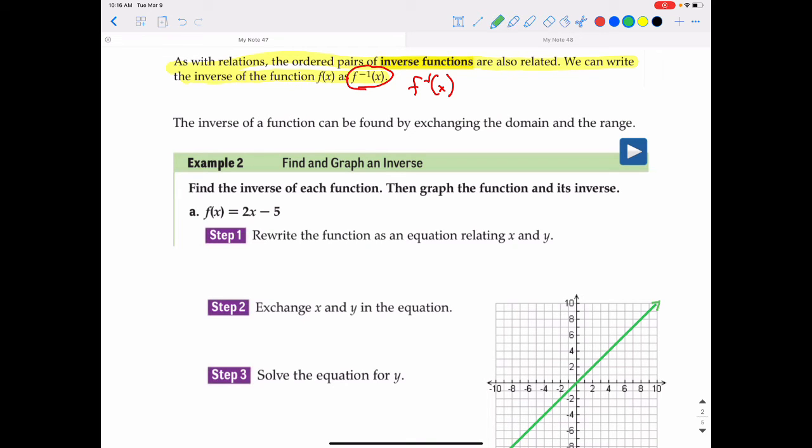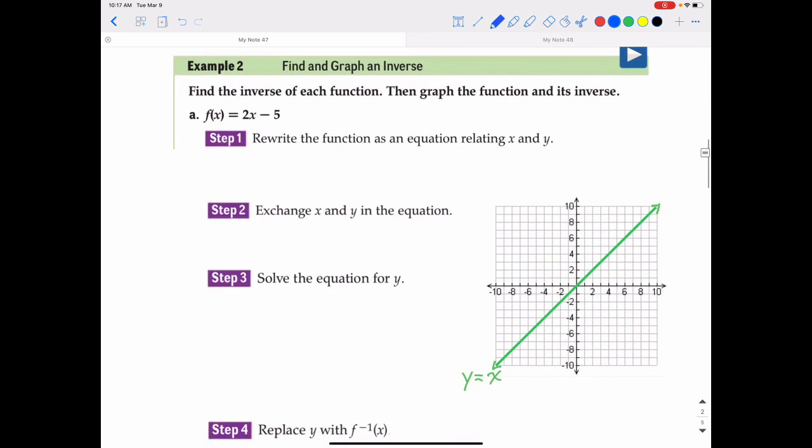We can also find the inverse of a function by just exchanging the domain and range. In other words, exchanging the x and y values. So we do have a step-by-step process that we can do here on example 2. We're going to find and graph its inverse. The directions are to find the inverse of each function, then graph the function and its inverse.